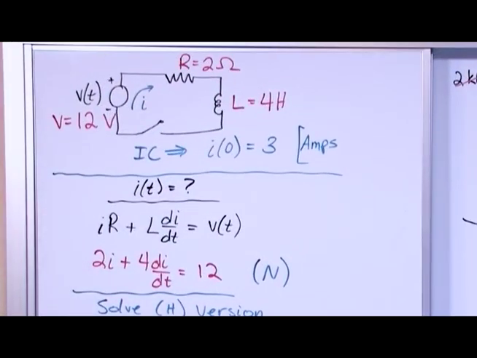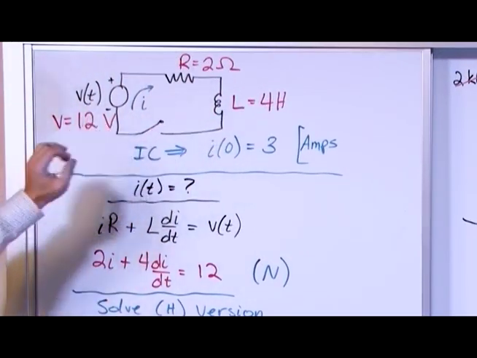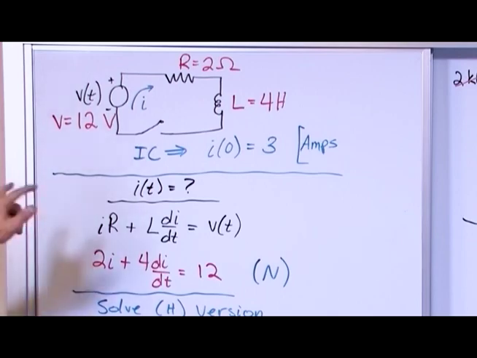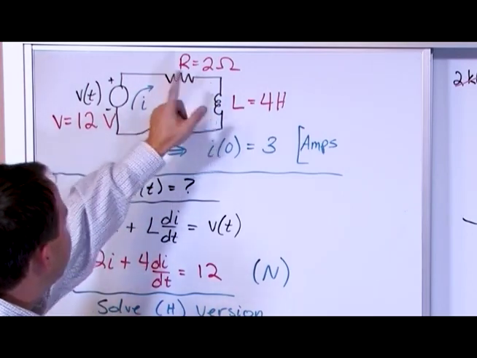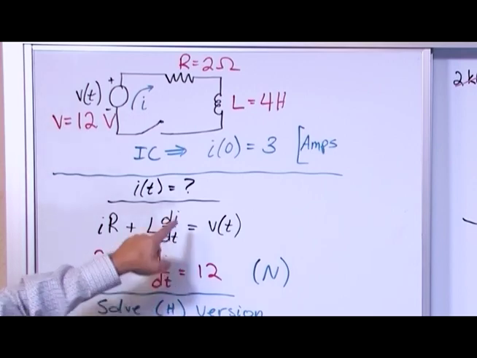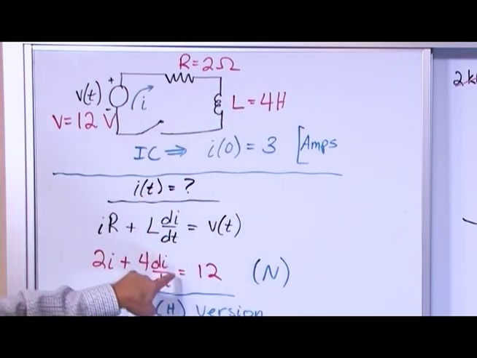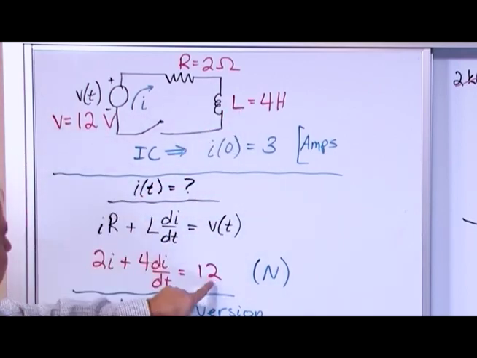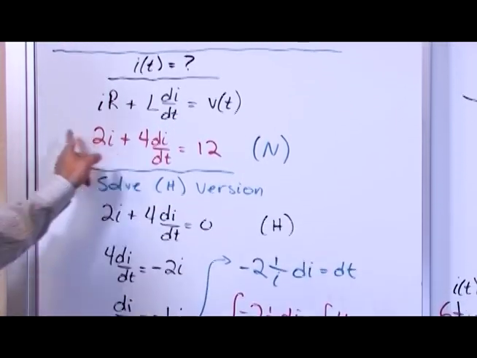The thing that you really have to do is just look at it as a loop. Kirchhoff's voltage law. So you have the voltage here plus the voltage here is equal to the voltage of the source. Voltage across the resistor was I times R, so you have 2I. The voltage across the inductor is 4 times di dt, is equal to the voltage of the source, which is this. So here's your differential equation.